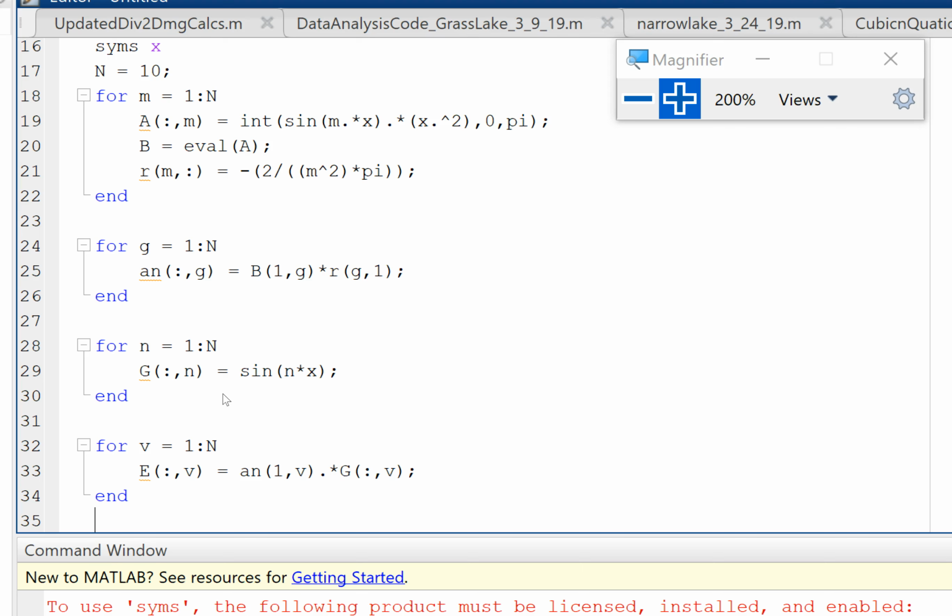And some of these you didn't have to put in multiple for loops. I just did it to kind of show you, to break it down a little easier.